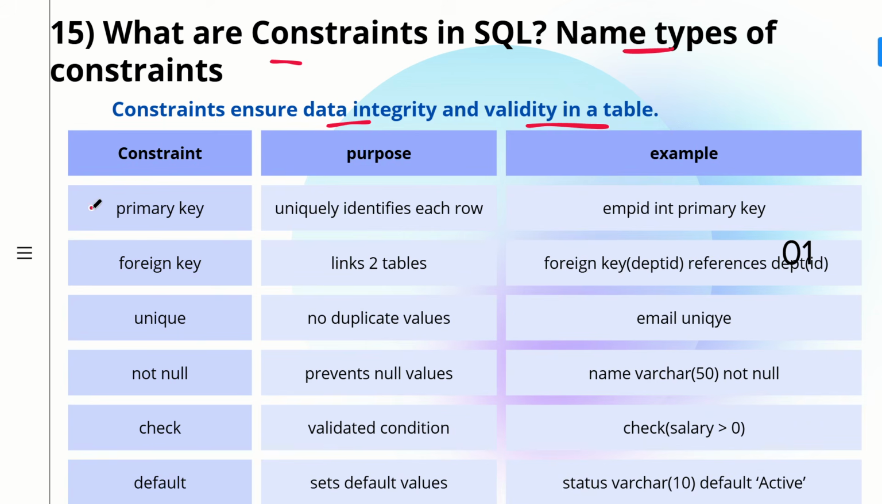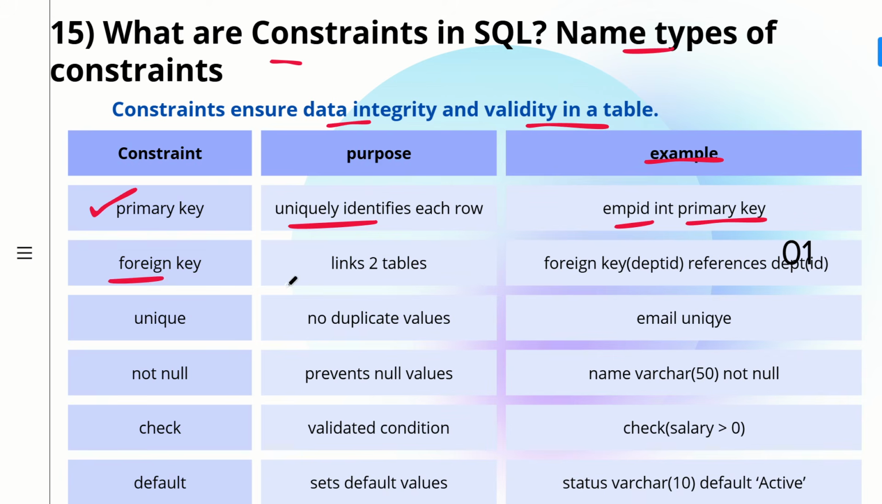So what are the different constraints? First is primary key. It uniquely identifies each row, and an example is employee id int primary key. This is how you define it. These examples are for the syntax. So employee id can be your primary key, so in front of that variable you have to write that this is my primary key.